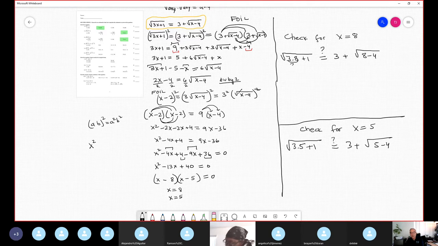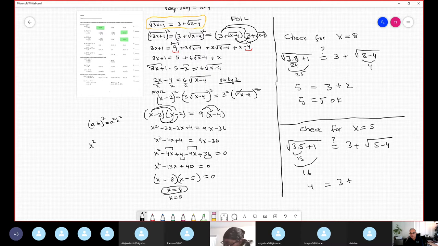So this is 24. And 24 plus 1 is 25. And the square root of 25 is 5. 5 is equal to 3 plus something. 8 minus 4 is 4. And the square root of 4 is 2. And 5 is equal to 3 plus 2. Yes. Does that mean that the solution 8 is good? Doing the second one: this is 15 plus 1, 16. The square root of 16 is 4. Is equal to 3 plus something. 5 minus 4 is 1. The square root of 1 is 1. 3 plus 1, of course, is 4. True again.